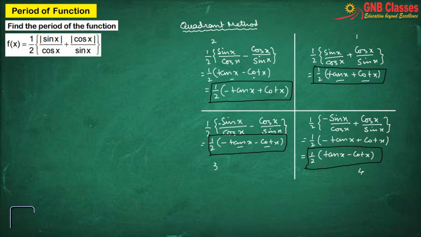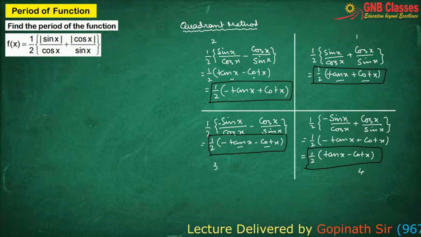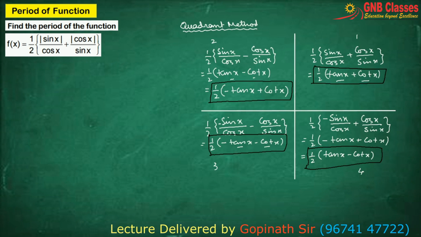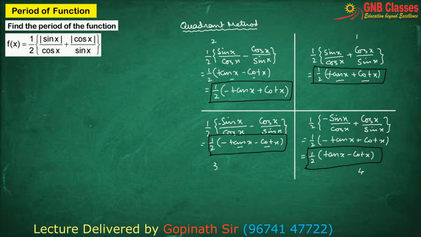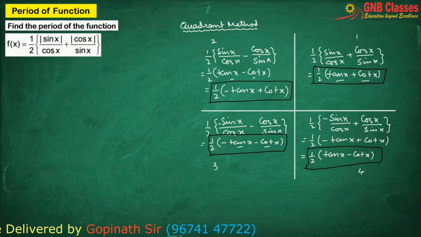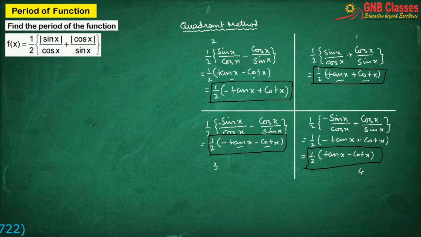Now, these are the two things that we have to remember. So let me just revise once more. What we have done is, we have rewritten the function in each quadrant, removing the mod sign. How have we removed the mod sign? We have checked that in that quadrant, if that ratio is positive, I have removed the mod sign with a positive sign. And if that ratio is negative, I have replaced the mod sign with a negative sign. Is it clear? This is the first step that we have done.